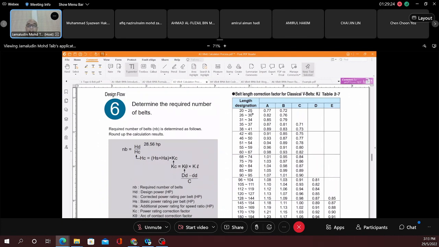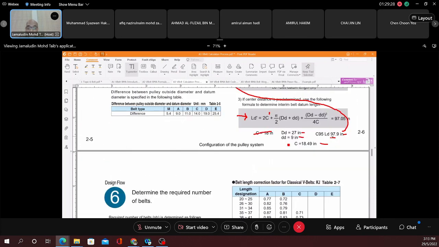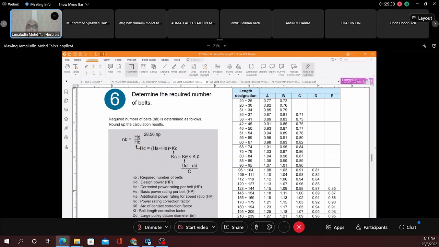Rely on your LD, which is going to be 97.9. 97.9, type C. That's it. 0.91. 97.9, type C. Then you get the value here. You get this value, you get that value. This one, the same. You have to interpolate in this case, because the selection is based on power rating.